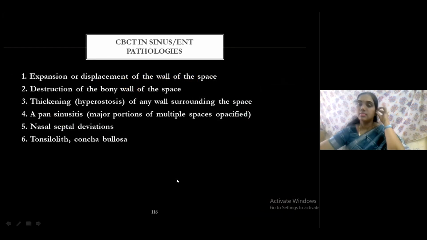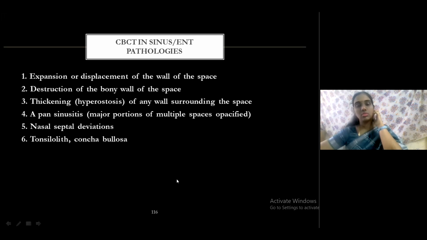Yes, that is completing the applications of CBCT in surgery. Now coming to CBCT in sinus and ENT pathologies. Of course, in cases of maxillary sinuses, the applications of CBCT have been vast in recent times.